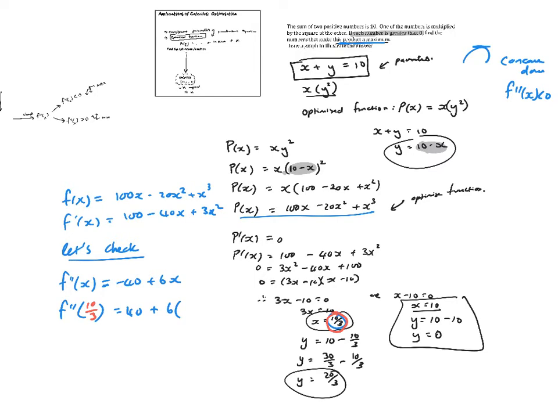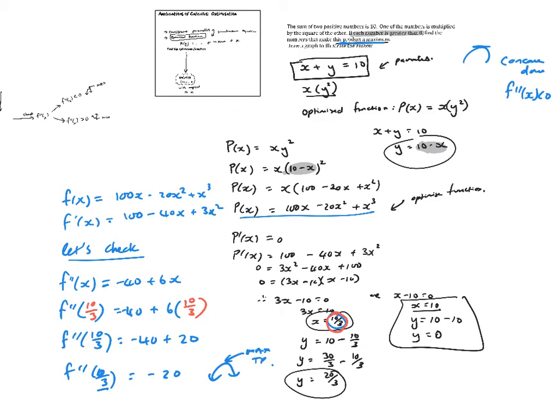So 6 times, what is that? 10 over 3. And therefore, that is equal to, so what's that? 20. So it's minus 40 plus 20. So the second derivative there at 10 over 3 is going to equal negative 20. We've got a negative second derivative at 10 over 3. That means it's concaving down. That means we've got a maximum stationary point.